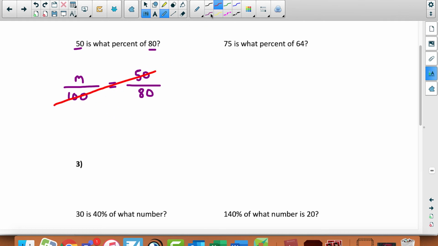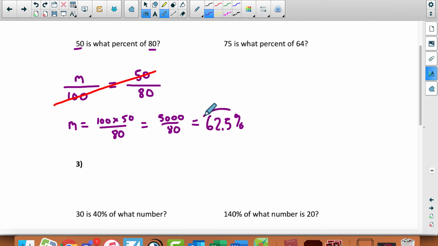The 100 and the 50 is what you have to multiply. So you're going M equals 100 times 50 divided by 80. 50 times 100, or 100 times 50, is 5,000, and then you're going to divide that by 80, and you end up with 62.5. Now, 62.5 what? Percent. Please try not to forget the percent. It is a percent after all. So there you go. Okay, one more of those.